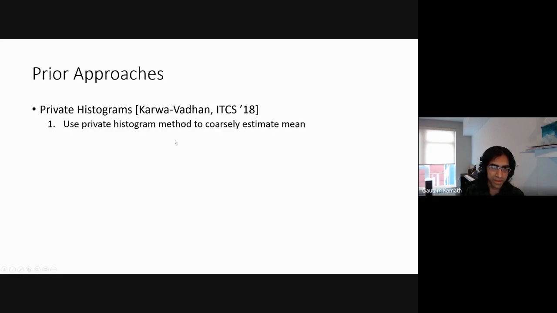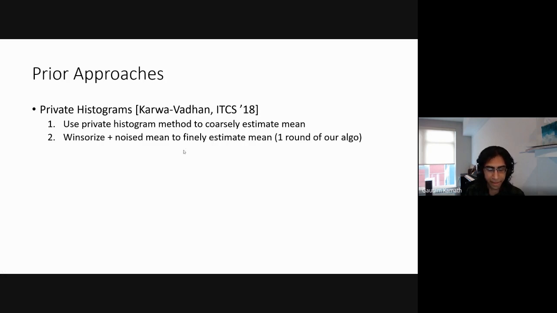And yeah, roughly it uses this sort of histogram method to coarsely estimate the mean, and then you do some clipped and noised mean to finally estimate the mean. So it's kind of like a 2-round algorithm where the second part is 1 round of our algorithm.